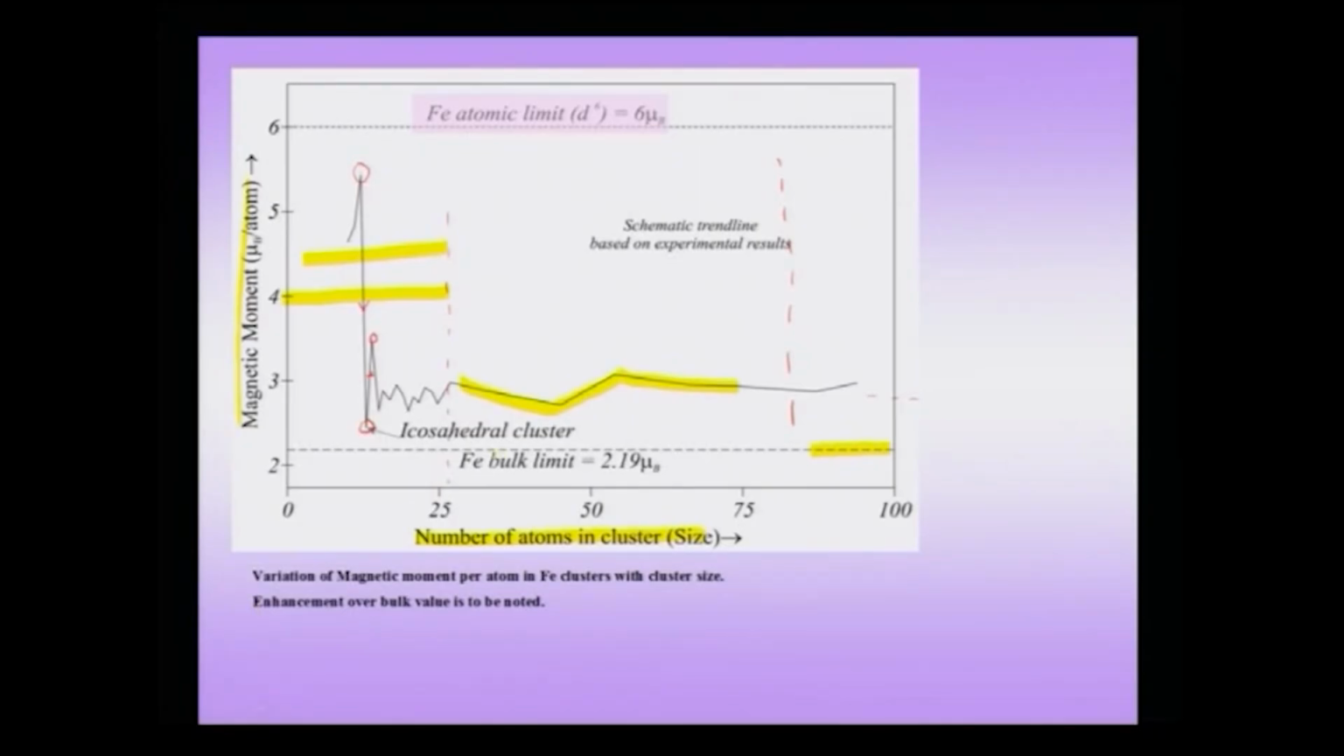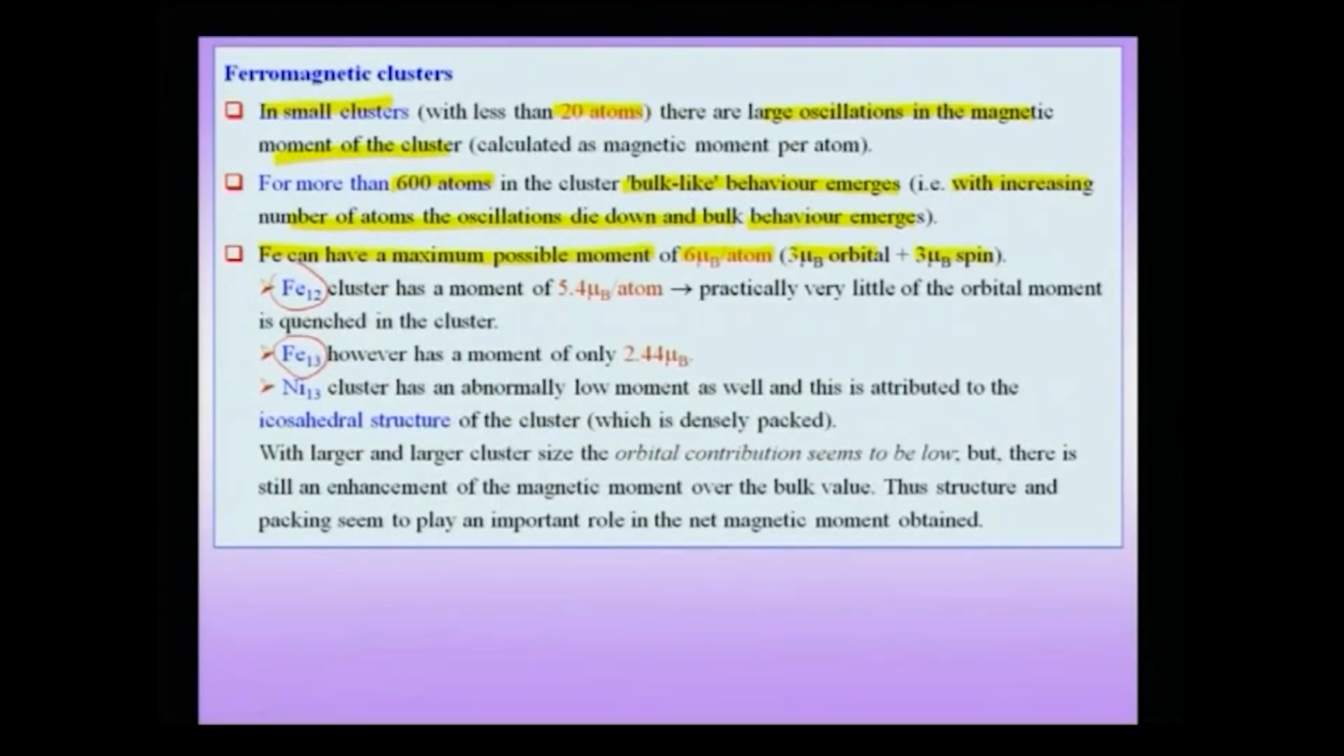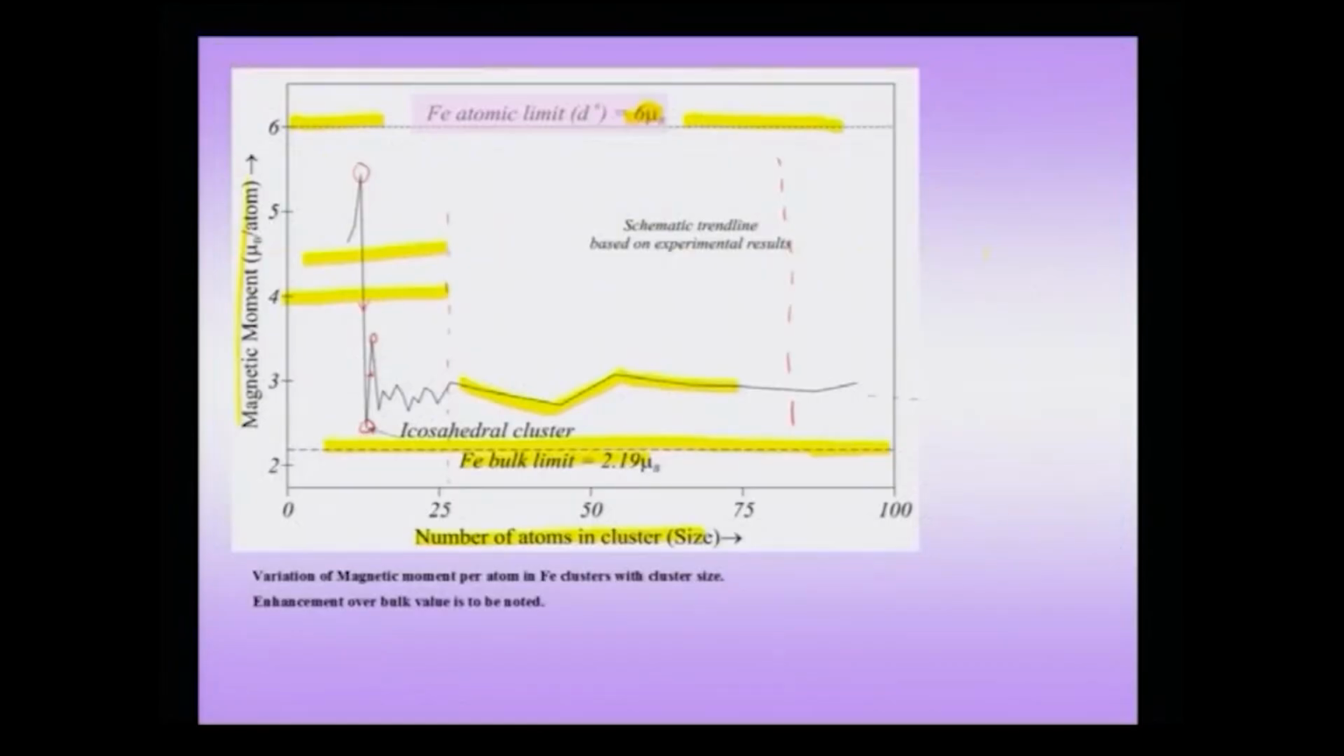In other words, iron in the large crystal regime approaches a magnetic moment of about 2.2 mu B per atom. In this graph, the lower limit is the bulk limit and the upper limit is the atomic limit, which we said is about 6 mu B, because an iron atom or an iron cluster cannot have more than 6 mu B, since each atom only contributes about 3 mu B from the orbital motion and 3 from the spin contribution. Nevertheless, it is important to note that all these magnetic moments in the graph are above that of the bulk limit.